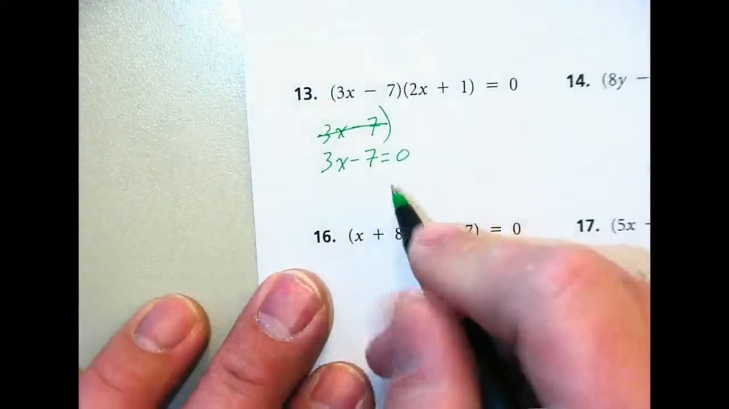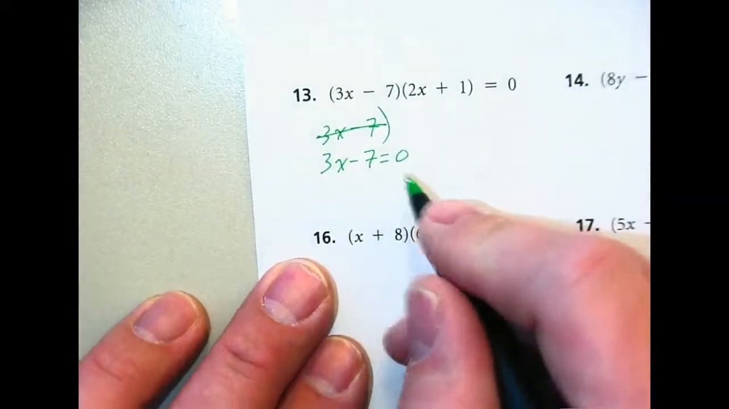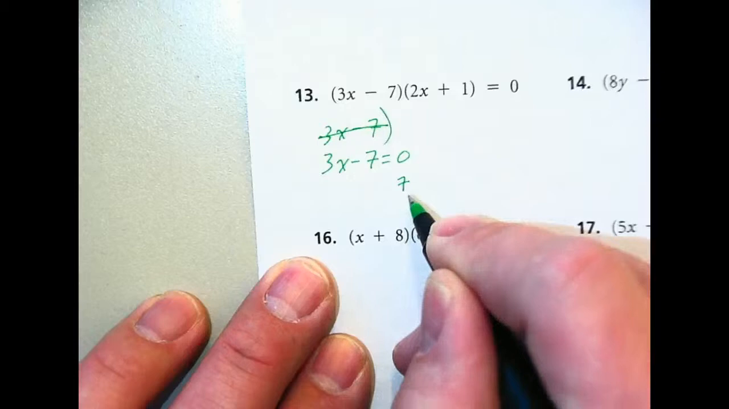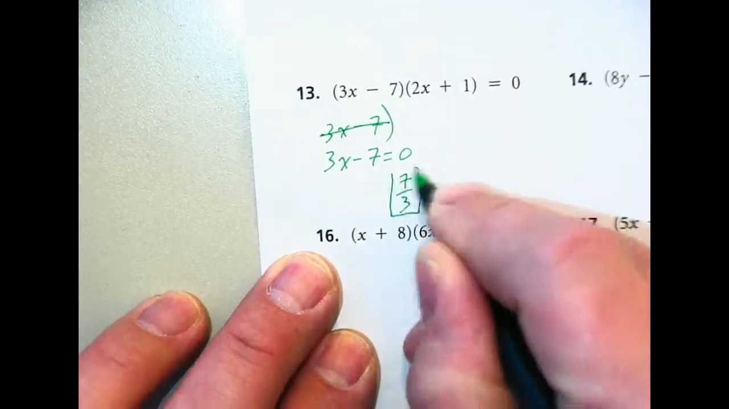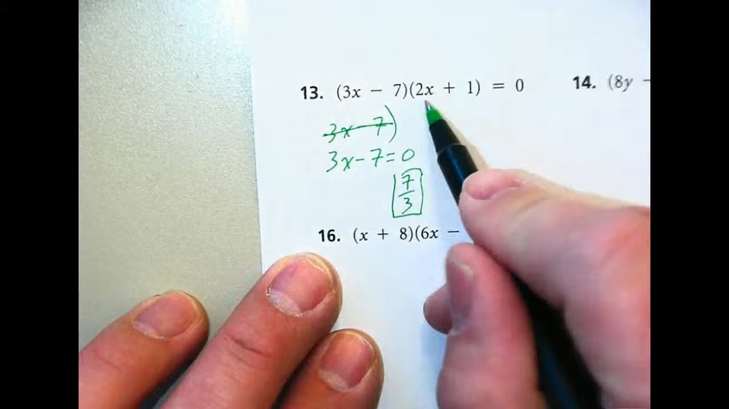Okay, what's the first step? Yep. Add 7. Second step? Yeah. Divide by 3. That's your answer. Okay? What are the 2 steps to solving this one?